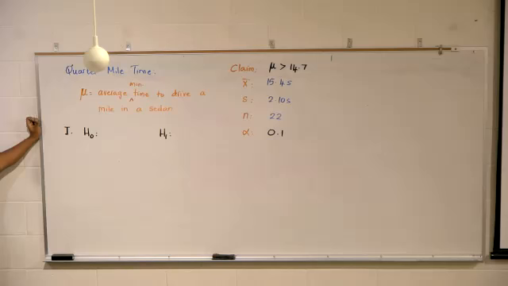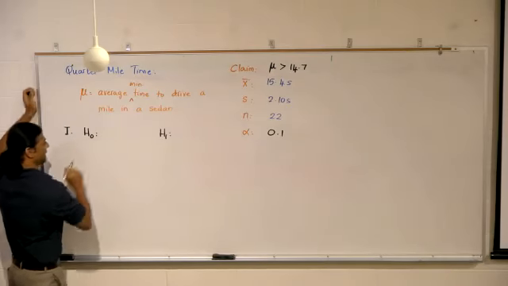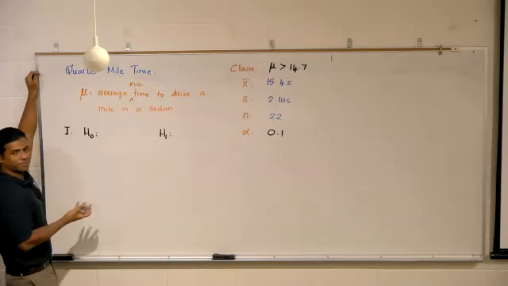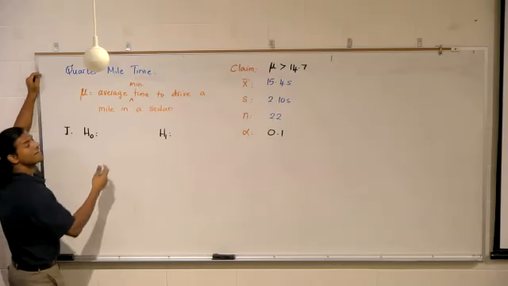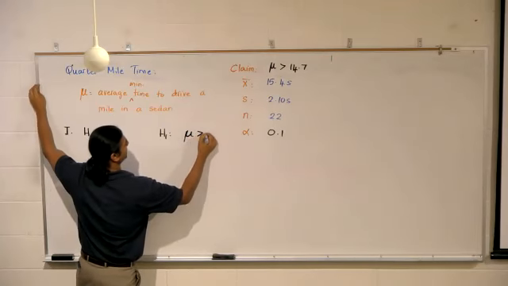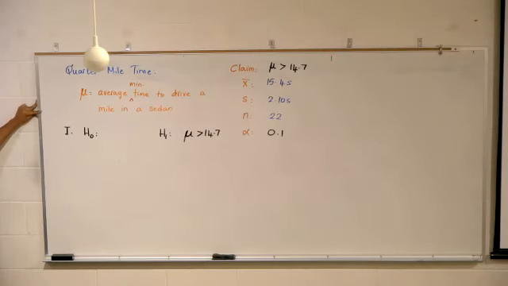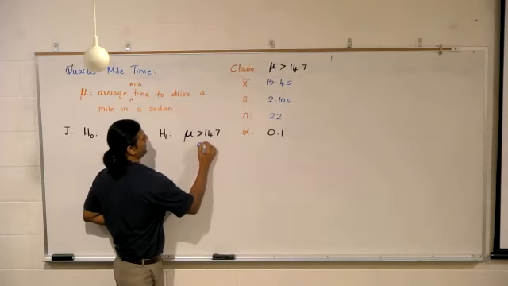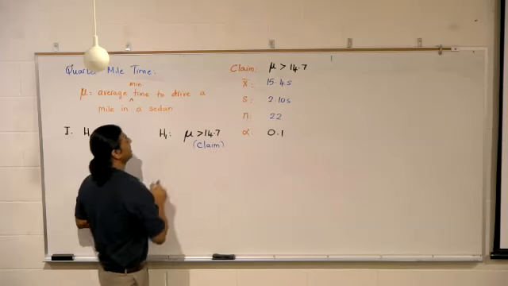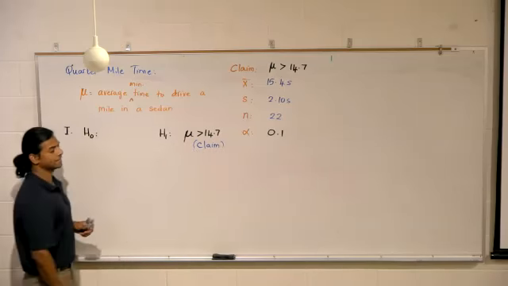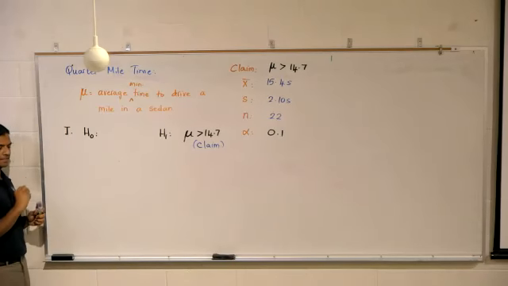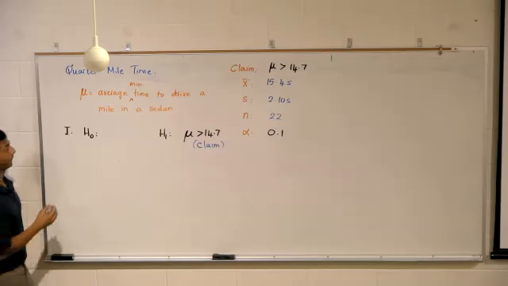The statement that we have in the claim, which is mu greater than 14.7, should I write it over here or there? Over here. And which is the claim? Over here. So if that is mu greater than 14.7, what is the opposite statement? Less than or equal.